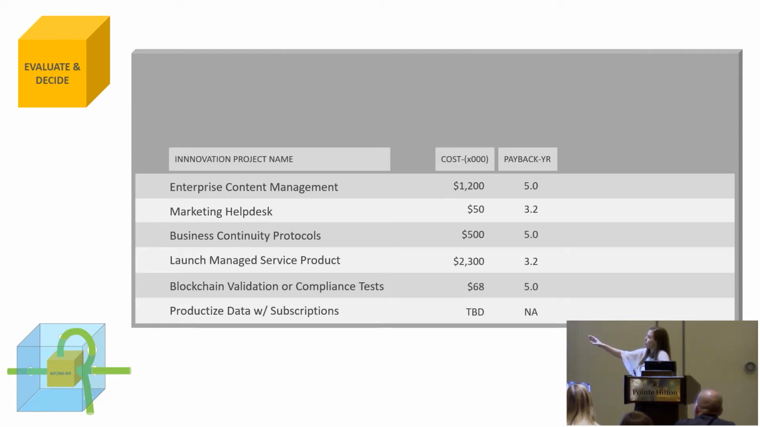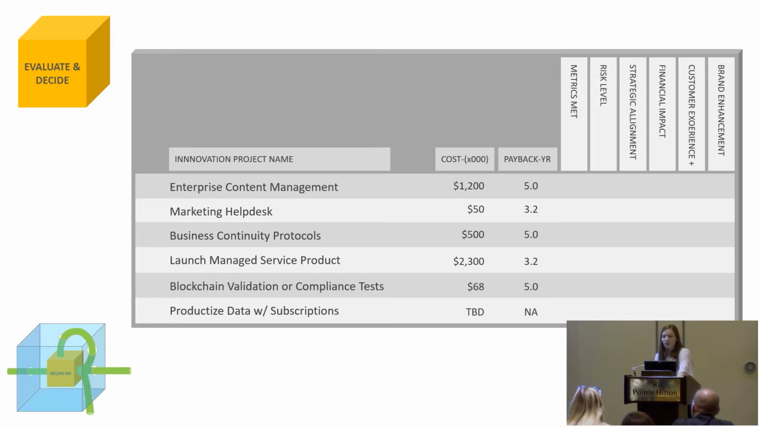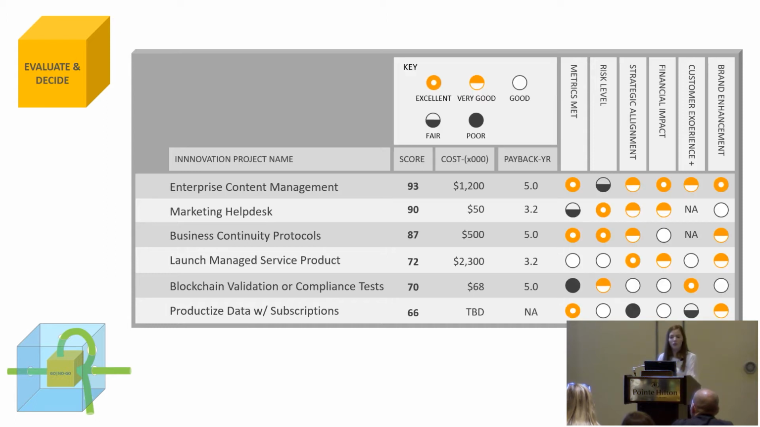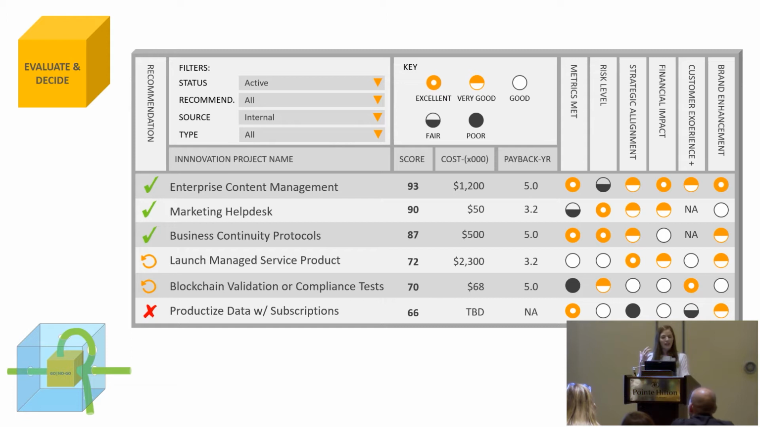You might have an innovation project name, and then you'll have a cost and see what kind of payback it would yield and how many years it would take. Then we can set up common factors, for example, risk level or strategic alignment, right? And we can grade them. And then we can surface this information in a way that will then spit out a recommendation by empirical evidence. Yeah? Pretty cool. I think so.